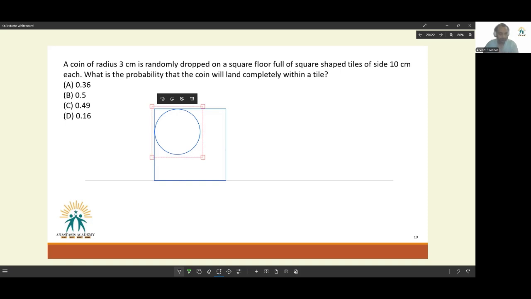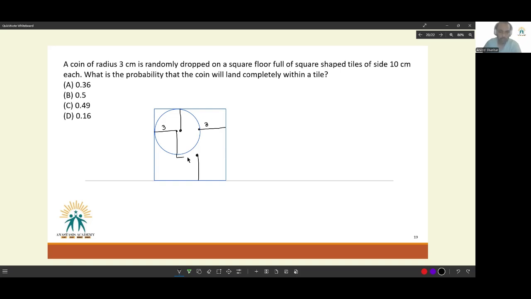Yes, something like this. At best, it can be tangential to the two sides. So look at the center of the circle. Can you see the center has to be at least 3 centimeters in from the left hand side boundary? Additionally, not only from the left hand side boundary, it also has to be 3 centimeters in from the right hand side boundary. It also has to be 3 centimeters in from the bottom, and it also has to be 3 centimeters in from the top boundary.